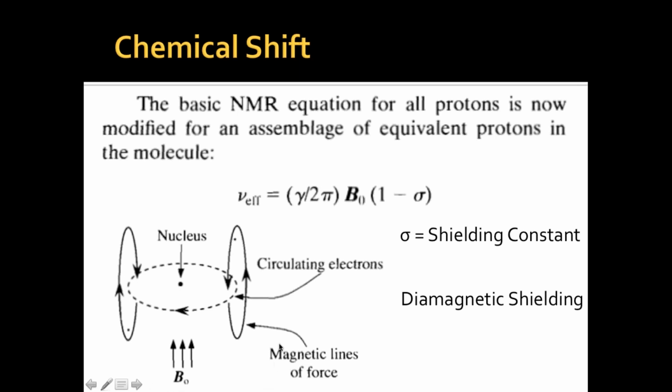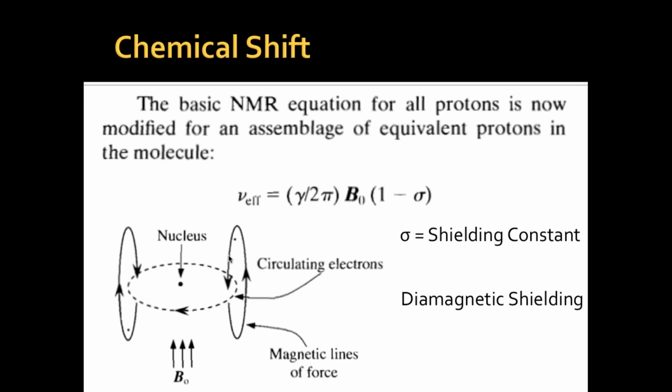Once you apply the magnetic field, the electrons have their own magnetic field, right? So they will counter each other. Either they will be in the same direction or they will be in the opposite direction. If they are in the opposite direction, they are countering each other. If they are in the same direction, they are enhancing the magnetic field. This has a very big impact on your NMR. How? We will discuss that.